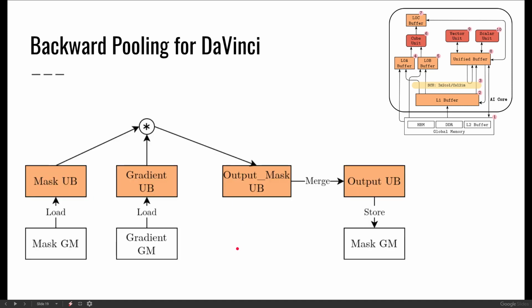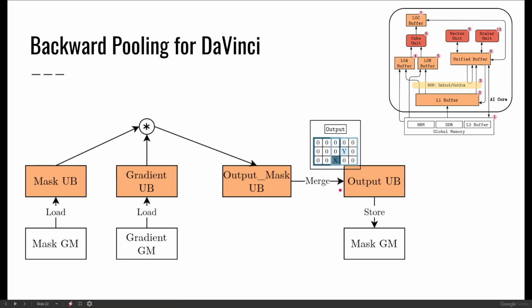For the backward implementation, we will have two inputs. So we have the mask that we just calculated before, and we'll have the gradients. And we'll need to load the two again to the unified buffer. So here are the two, our mask and the inputs. We need to multiply them as we did for the max pooling example before. And then we'll have the multiplication here as a temporary tensor at the unified buffer. And finally, we need to merge them.